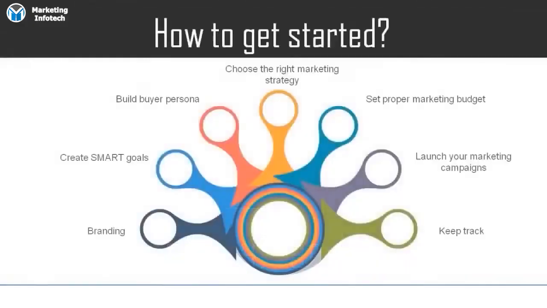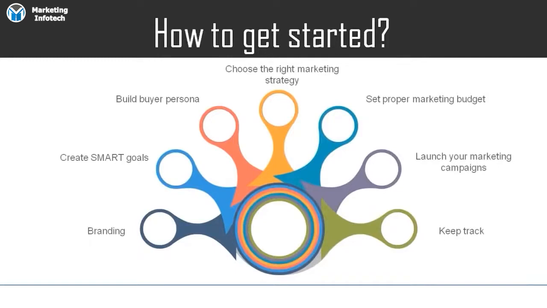So how to get started? So there's 7 steps as we define how to get started with your digital marketing strategy, right? The first thing is obviously branding. You clearly define your product. You need to think of how do you want to position your brand? What is the message that you want to convey to the end user about your brand, right? Then go ahead and create smart goals. Do you want sales? Do you want leads? Or do you want to increase awareness? So that's how you define your goals.